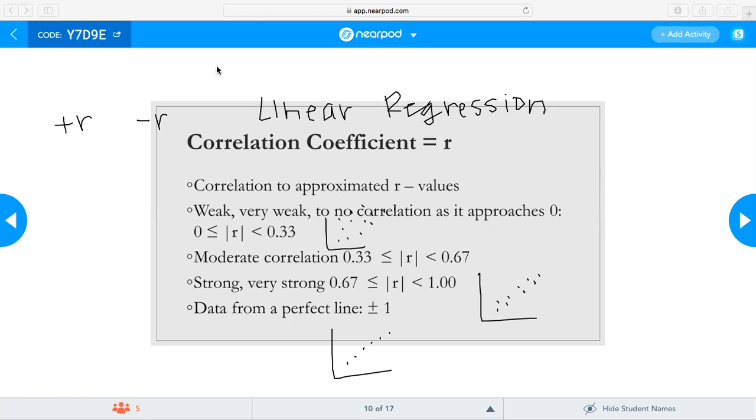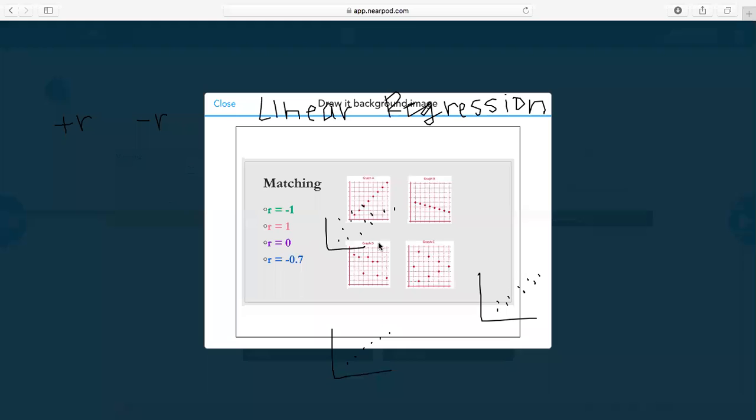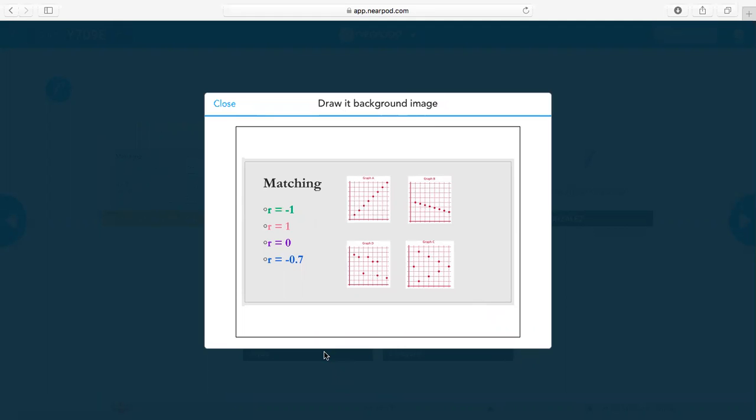So we're going to look at some graphs, and I want you to match the graph with what R value you think it goes with. I'm going to give you about 1 minute on your Nearpod. Match the graph with which R value you think it goes with. This says graph A, B, C, and D.